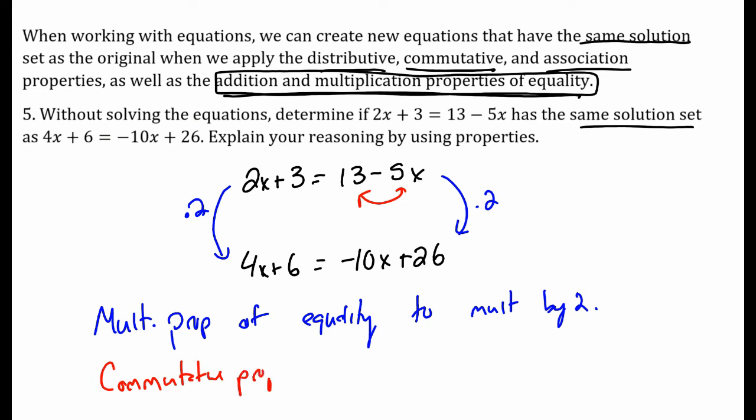That's the commutative property of addition. I can switch the order in which I'm adding things. So instead of doing 13 minus 5x, I did negative 10x plus 26. I switched the order there, as well as multiplying by 2.